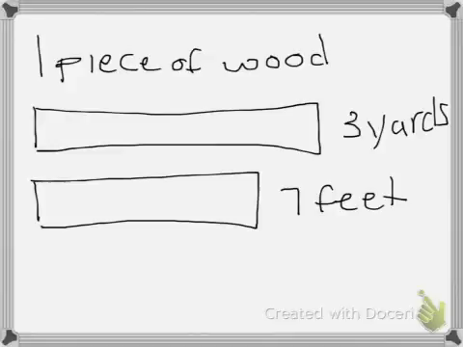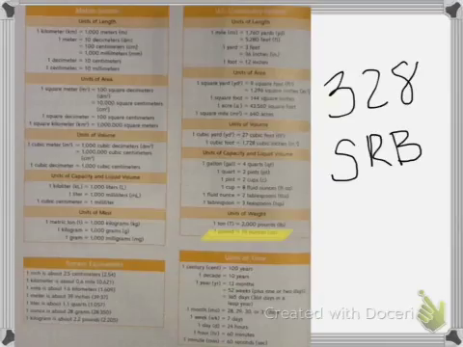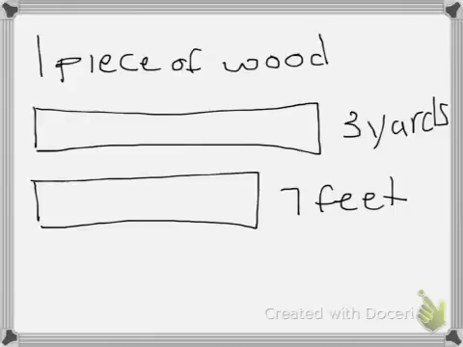So I am looking for how many feet are in 1 yard. We're going to go back to our conversion chart. I'm going to highlight this one in green. So foot to yard, or yard to foot. 1 yard equals 3 feet. So if I go back to my chart, this is 3 yards.